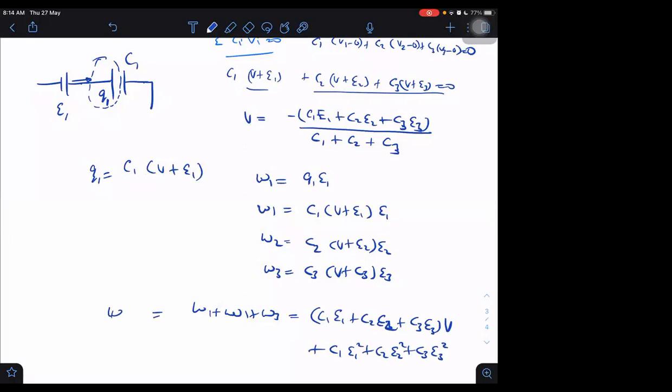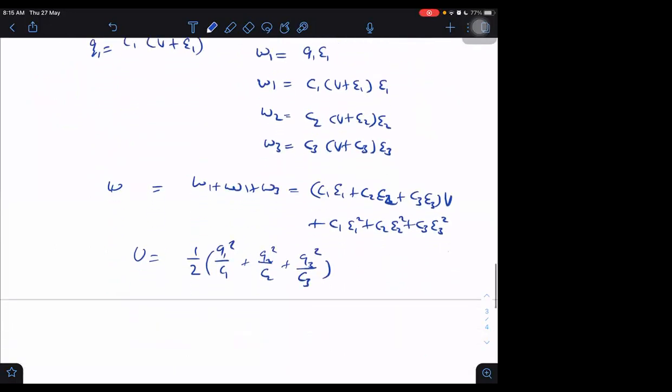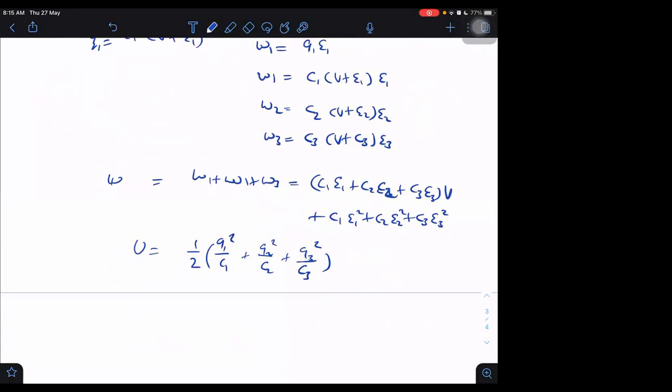If I know the net work done by the batteries, do I know what the potential energy finally is? Potential energy is half of Q1 square by C1 plus Q2 square by C2 plus Q3 square by C3. Then can you tell what the heat energy produced is? Heat energy produced will be equal to W, the total work done by the V battery, minus delta U. Delta U is nothing but U only. So it will be W minus U. That will be the heat energy produced.